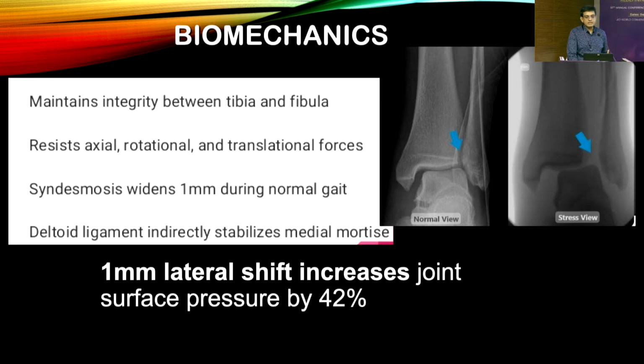Regarding the biomechanics and importance of the syndesmosis, it holds the tibia and fibula together. It resists not only axial, but rotational and translational forces. So a lot of forces are acting around the syndesmosis, and it's not a static joint, it's a dynamic joint. When you walk, it widens up 1 to 2 millimeters. And the deltoid and syndesmosis have a role to play together. Even a smaller amount of 1 mm shift laterally significantly increases the joint pressure. So it is always important to reduce your joint and look for the syndesmotic injury.